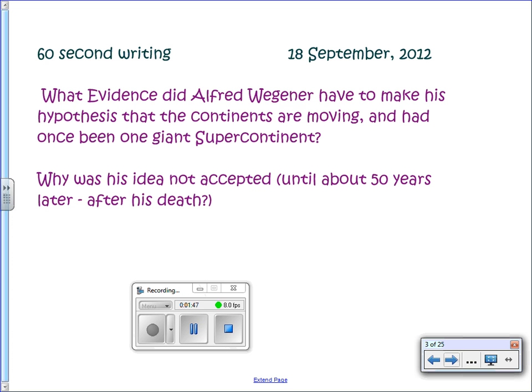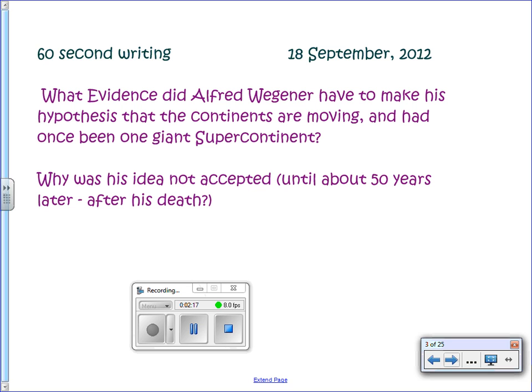Another one of our writings this week was: what evidence did Alfred Wegener have to make his hypothesis that the continents are moving and had once been one giant supercontinent? And why was his idea not accepted until about 50 years later, after his death? Once again, you might want to pause this recording and answer this for yourself. It is the kind of thing you might see on the unit test.